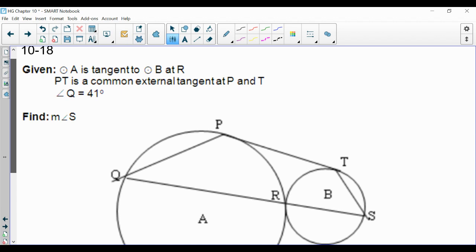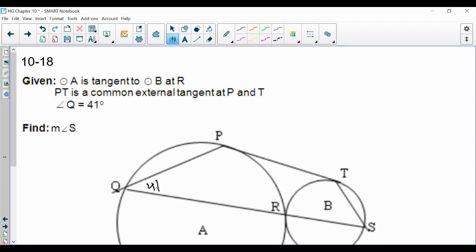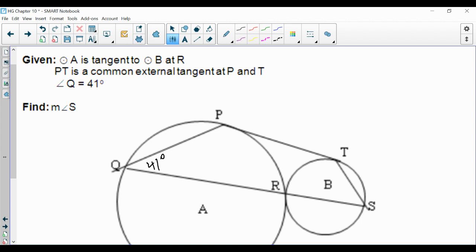PT is a common external tangent at points P and T. And then this angle down here is 41 degrees. So we're trying to find angle S. Now, when you look at this problem, you're like, okay, there's not a lot of information. But once you start drawing in some radii and things like that, you actually get some information that'll help you. So the first thing you might notice is that since we know this angle here of 41, we know that PR, this arc, is 82 degrees because it's that inscribed angle, okay?